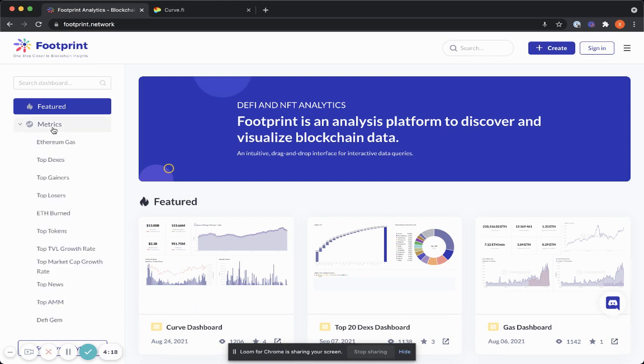So first I'll click into the metrics tab. Now, just by looking at the categories here, I see this area as providing a great high level view of the market to keep your finger on the pulse from an overall market perspective.